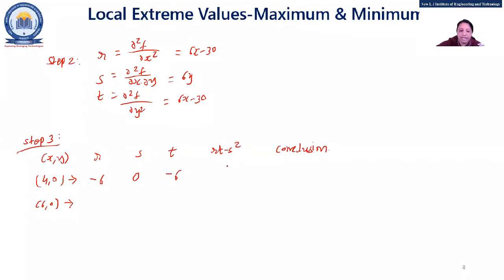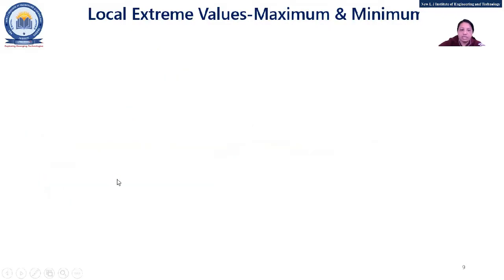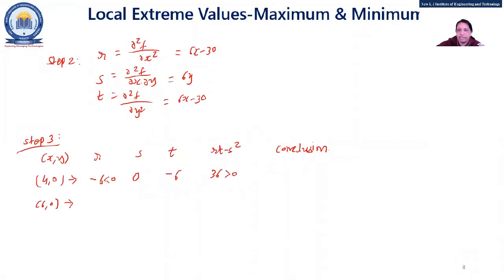Now what is rt minus s square? So that is what? rt is 36, right? S is 0, so 36. So that is greater than 0 and R is less than 0. Right? R is less than 0. So what conclusion are we having?